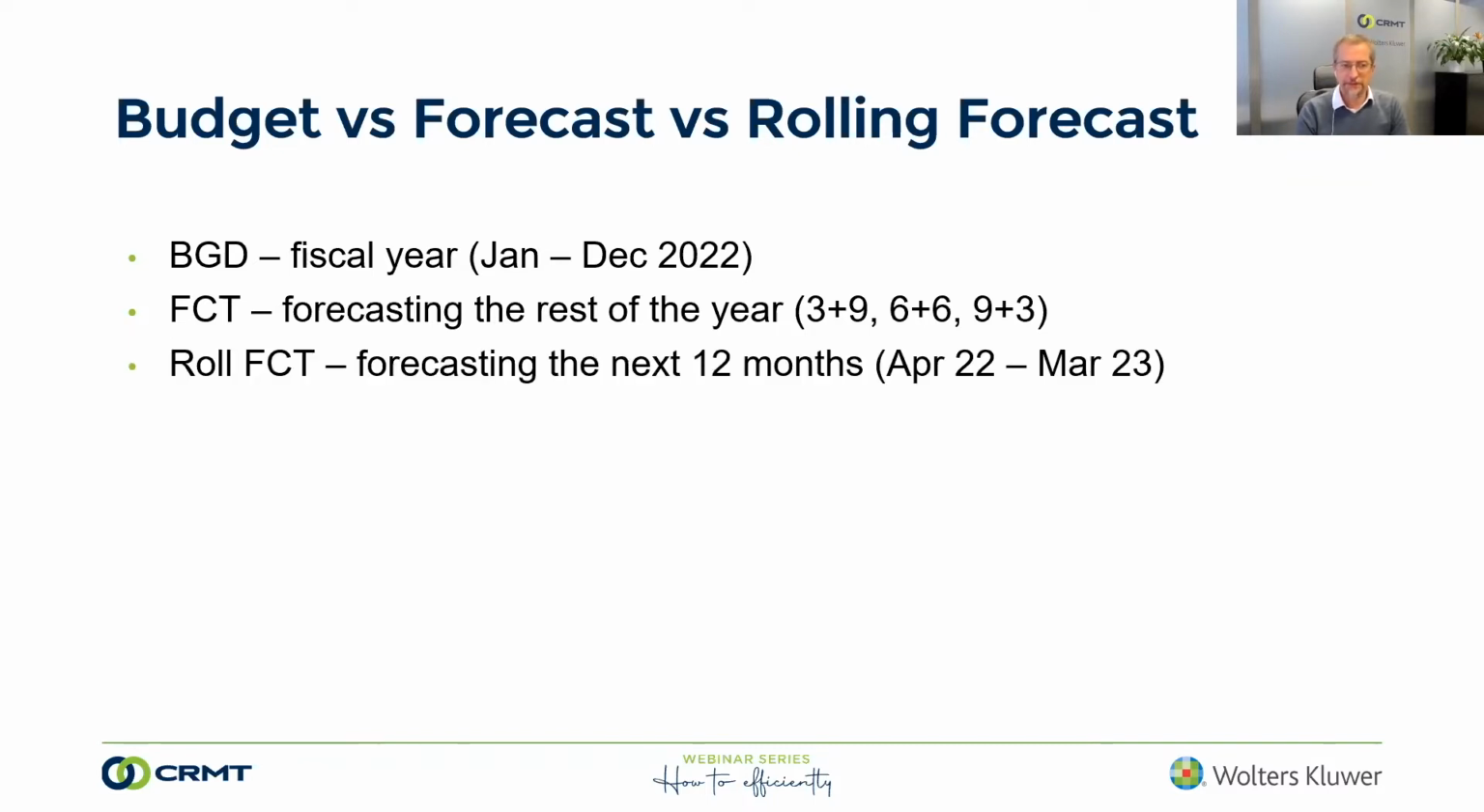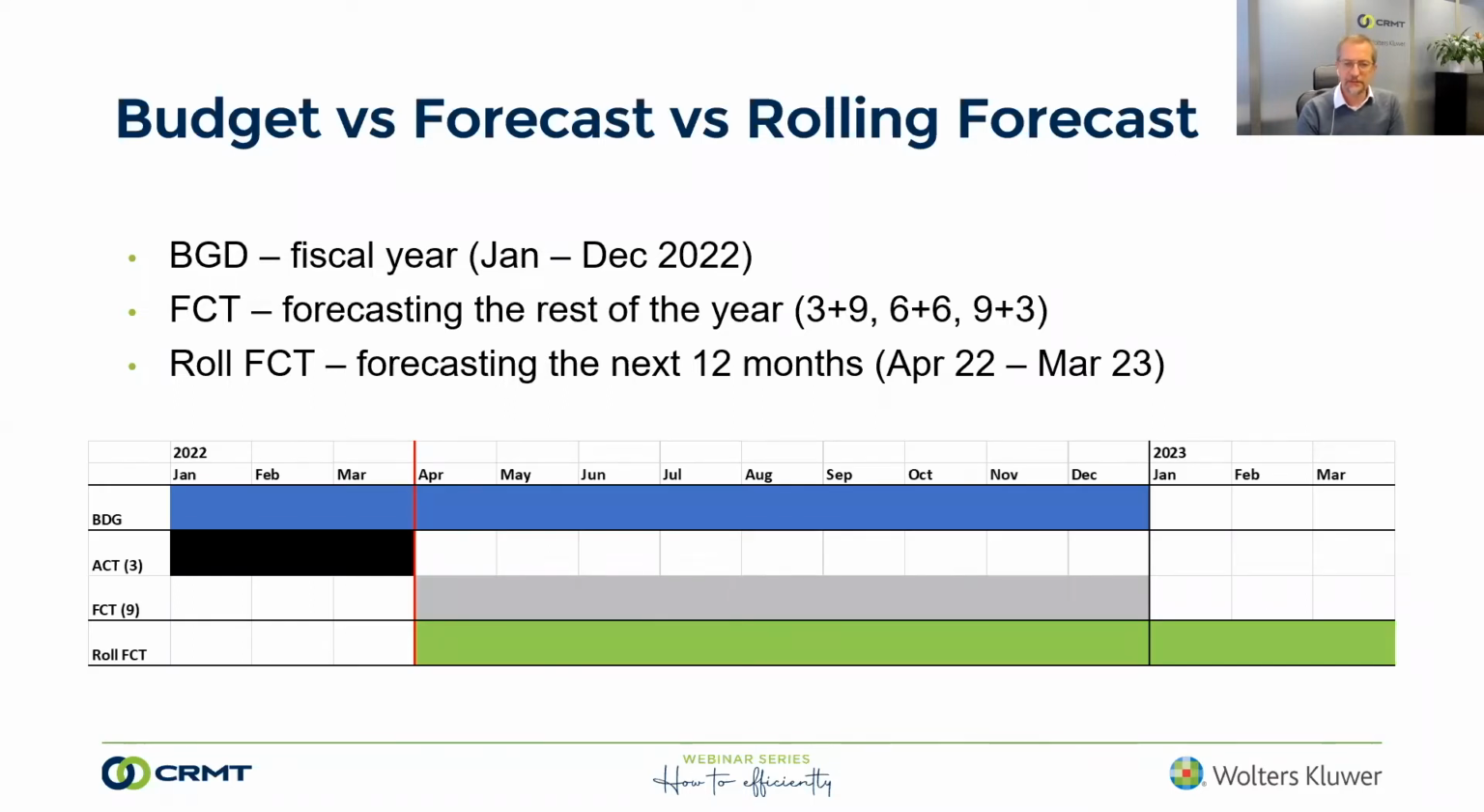The third one is the rolling forecast. Here we are usually forecasting the next 12 months, or maybe 18 months. Some companies also do it for 24 months. For example, forecasting from April 22 until March 23. I tried to explain this also in the graph. These are also the colors that are usually associated with those terms.